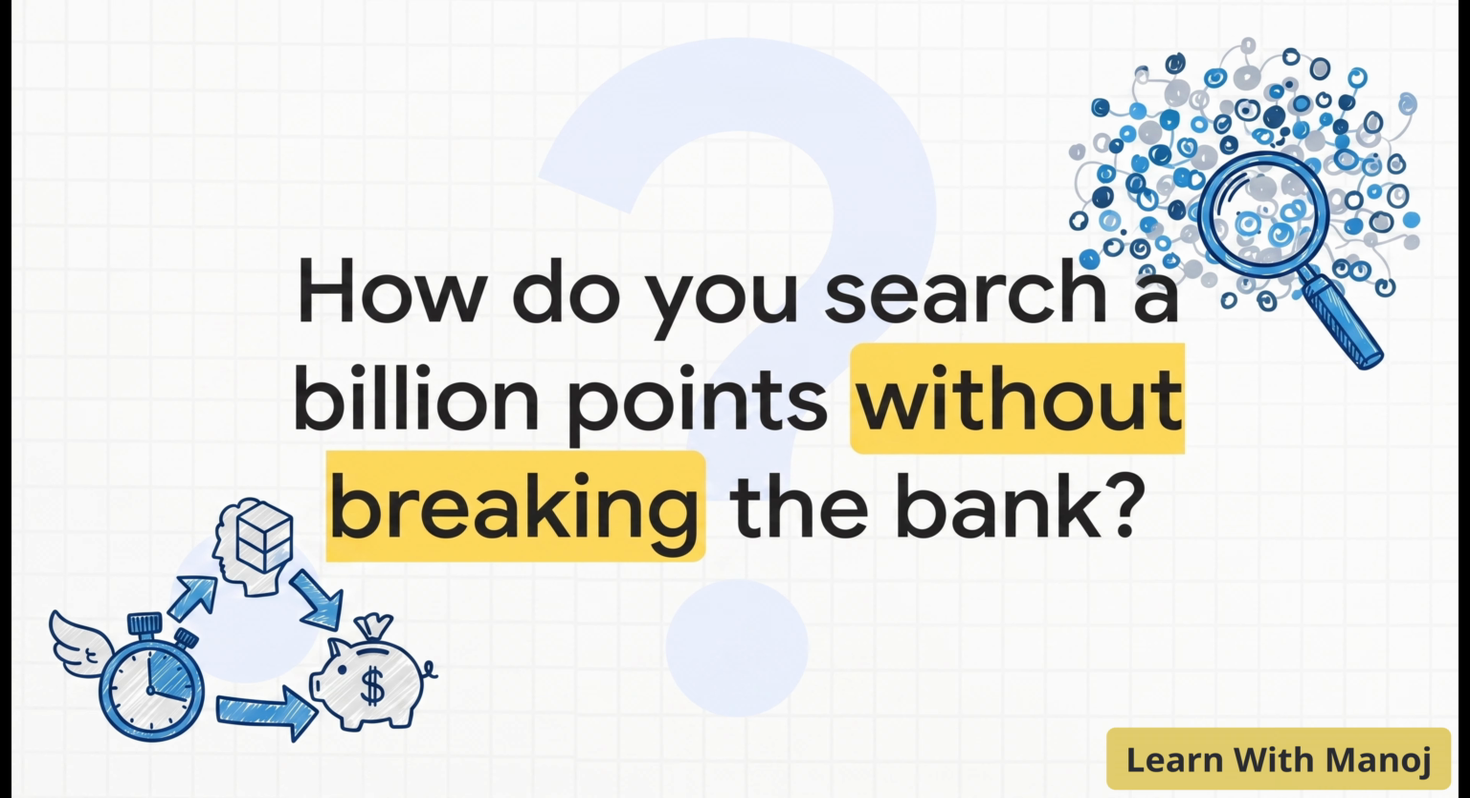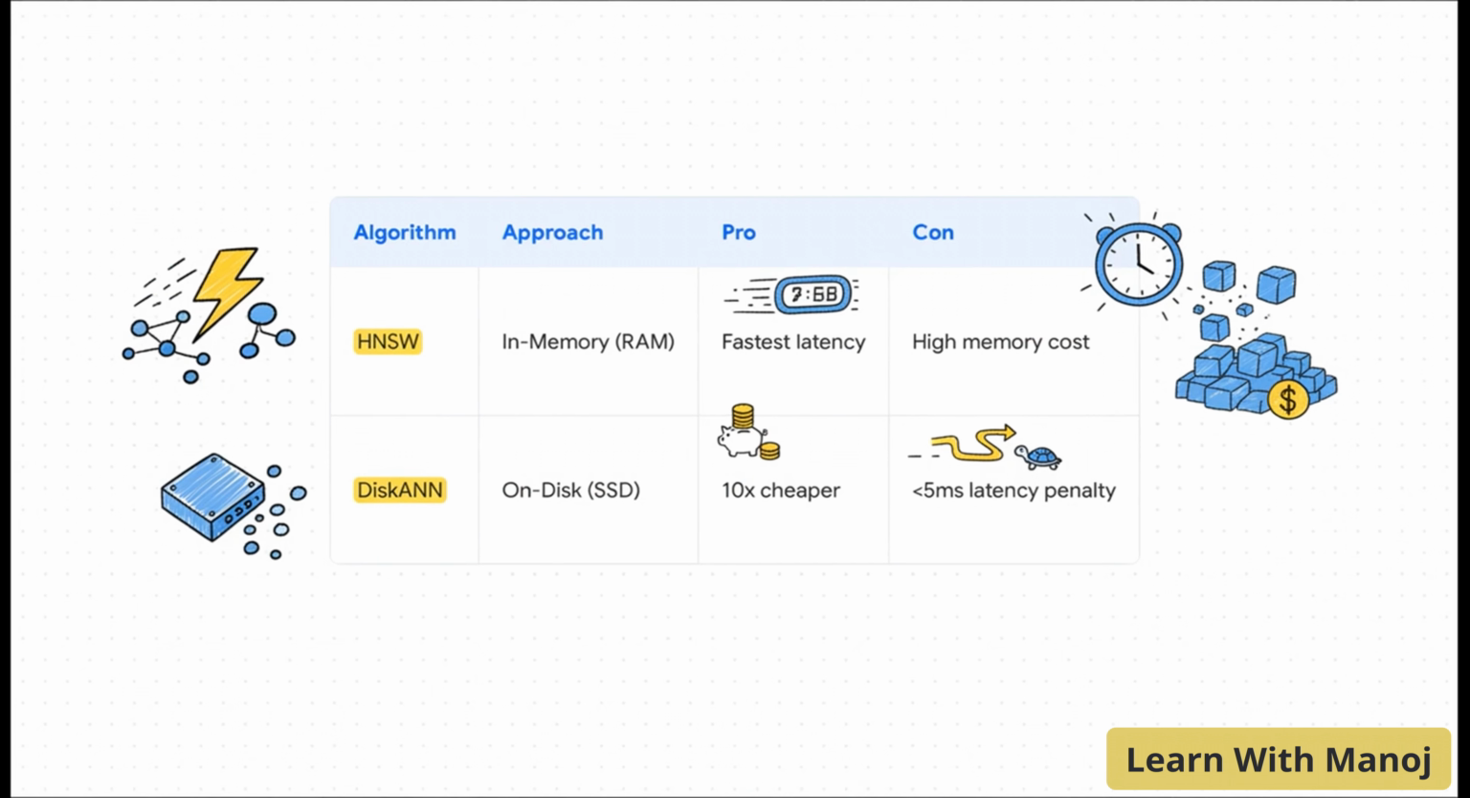The secret, it turns out, is in this classic engineering balancing act. It's a trade-off between speed, memory, and cost. You just can't have it all. And this slide really lays out the two main ways to go. On one side, you've got HNSW.